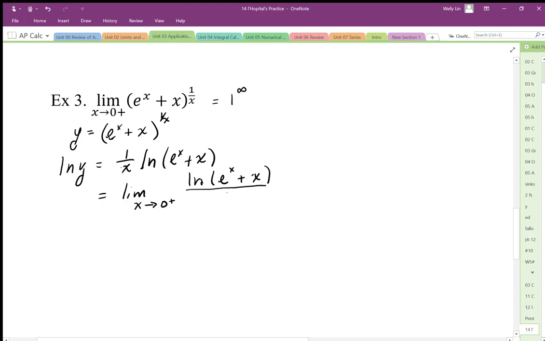and we end up with 0 in the denominator. Okay, so that's going to be our condition then. We end up with 0 over 0. We have the condition for L'Hopital's. Okay, so let's apply L'Hopital's.